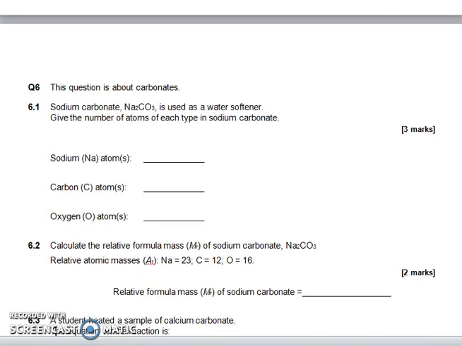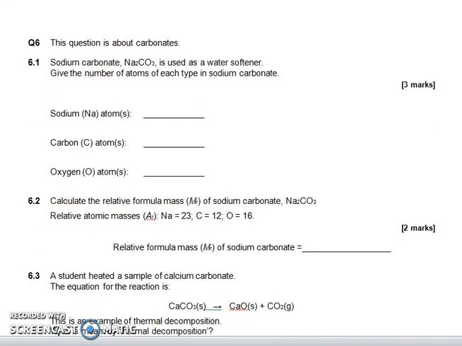For question 6, part 1 done really well. Just looking at the formula, it's Na2. So there's 2 sodiums there. There's no number next to the carbon, so that's just one of those. And there's an O3, which means there's 3 oxygens there. So the numbers in order would be 2, 1 and 3. For 6.2, you needed to add the 2 sodiums, the carbon and the 3 oxygens together. If you do that, you get 106.